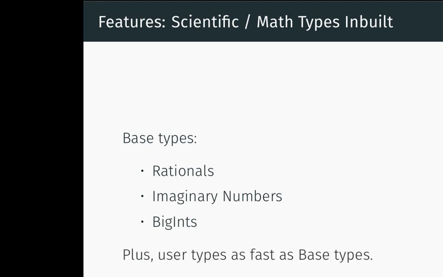Plus, because all these types are written in Julia, that means that if you write your own type that does something unusual, it's no different than the inbuilt ones. It will run just as fast. If you have a specific application and you want to come up with a slightly unusual data type, it'll run as fast as the inbuilt integer library within Julia.